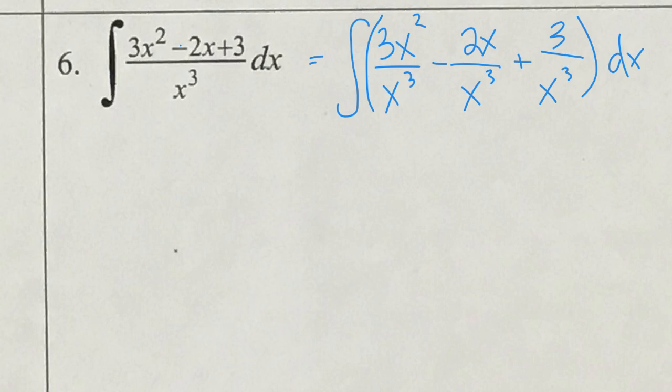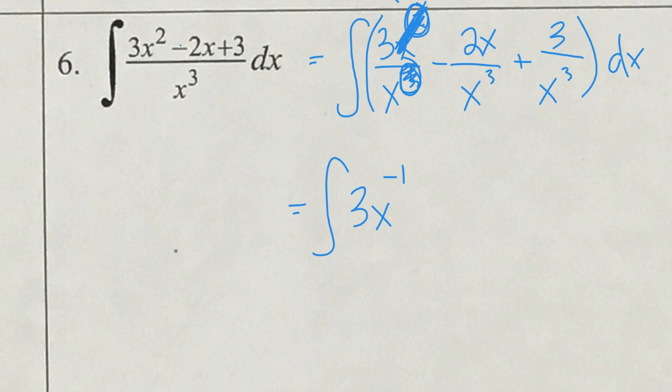So if I had x squared on top and x cubed on the bottom, 2 of these can cancel out with 2 of those, leaving me 1x on the bottom. But remember, we don't want to have x's on the bottom. We want to make them into negative powers. So this is 3x to the negative 1.